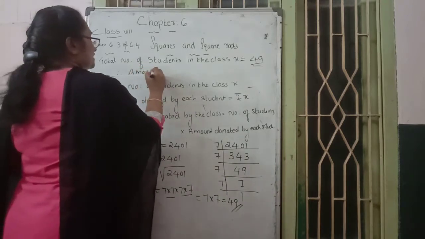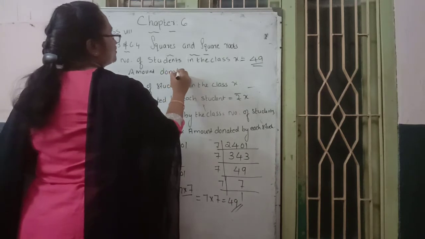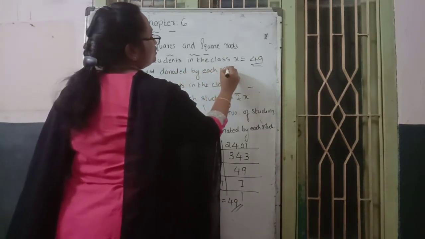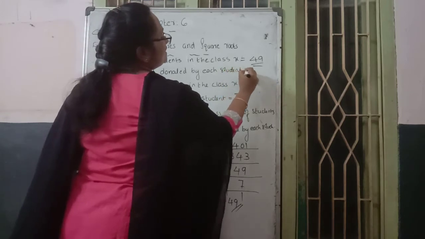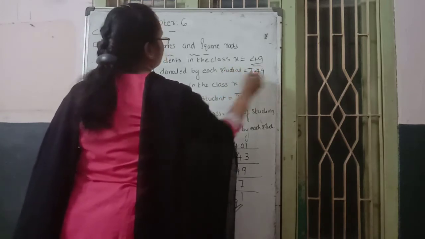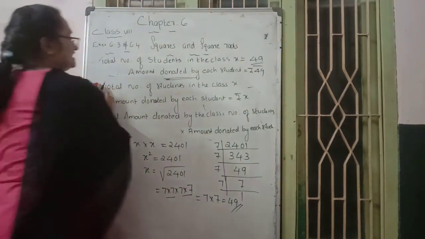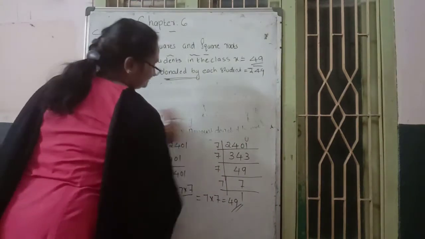Amount donated by each student is equal to how much? Equal to 49 rupees. This is the meaning of this question. I hope you can understand. Then next we go through the second question.